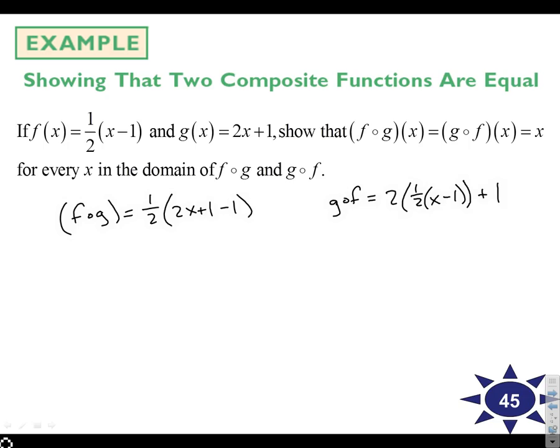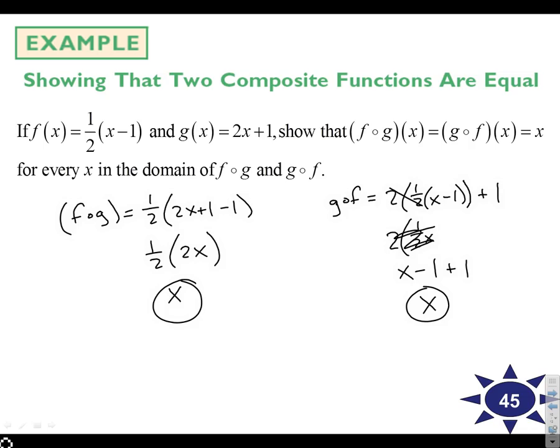All right, let's clean both of these up. This is 1/2 of 2x plus 1 minus 1, which is just 0, so half of 2x is x. And let's see what we've got here. Let's distribute this first. Oh, sorry, didn't see my extra parentheses, so these twos would cancel. So now we have x minus 1 plus 1, and you look at that. We got x, we got x. So these two composites are equal to each other. Try problem 45.